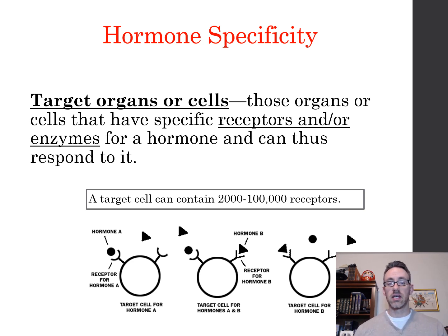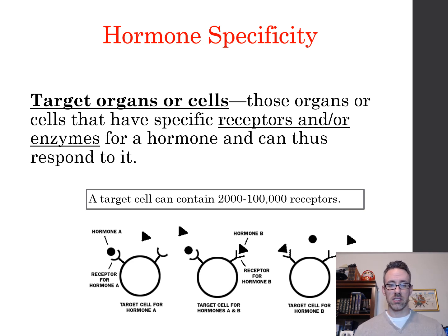Interestingly, a target cell can contain hundreds to thousands or even 100,000 receptors. That's going to be another way to modulate the responsiveness to a particular hormone, based on, one, a hormone's concentration in the blood, and also its receptor density. So how many receptors does the cell actually have? The number of receptors plays a role in how the cell is going to respond.